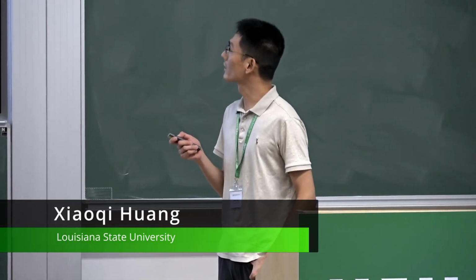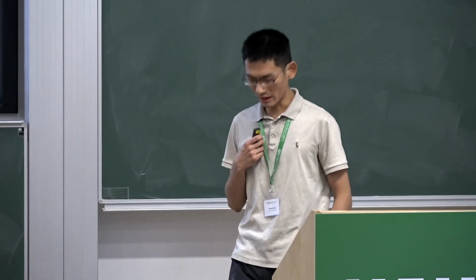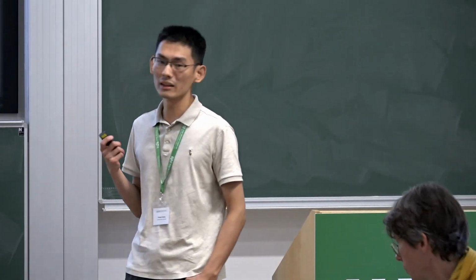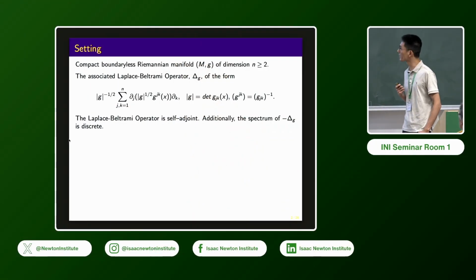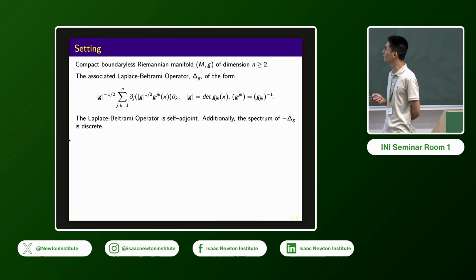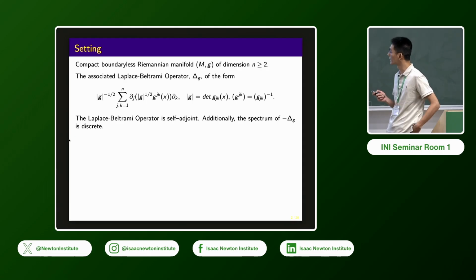So today let's first discuss settings. We will first discuss some more general setting and then talk about the results on hyperbolic surfaces. We are mainly interested in compact Riemannian manifolds without boundary of dimension bigger than 2, and we are interested in the eigenfunctions of the Laplace-Beltrami operator.